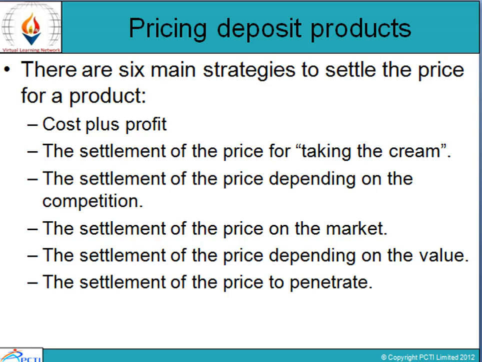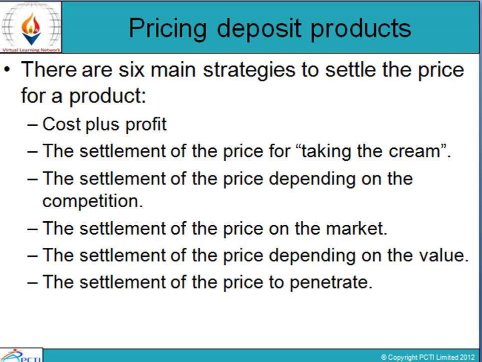The second is the settlement of prices for taking the cream. Now this strategy may be used for products that are very new and of very high quality. It basically means settling the price when the product is freshly introduced on the market to take the cream of the demand of the product, and this helps in maximizing the profit to cover the research and development expenses also.